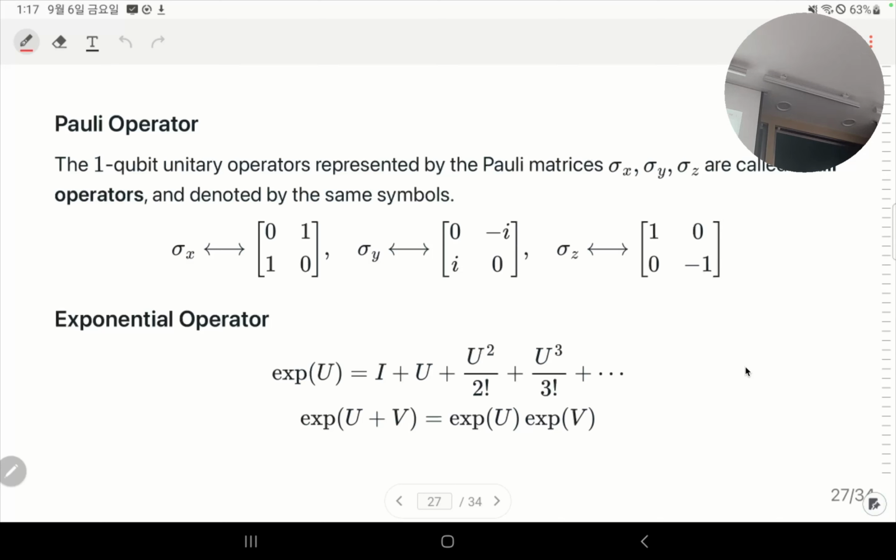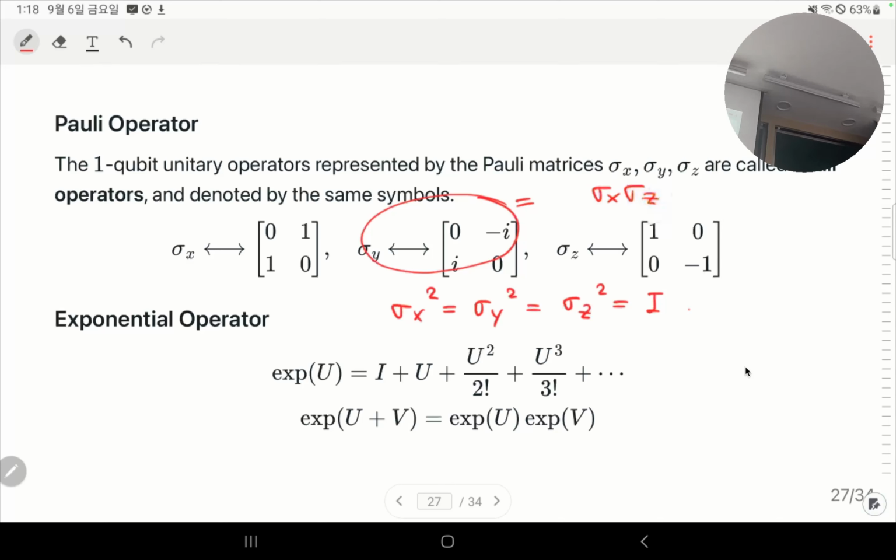So there are three types of Pauli operator. I think I mentioned the Pauli matrix before, but it's the Pauli operator that actually works in the quantum circuit. They are represented by 2x2 unitary matrices, like this one. You can easily see that these three operators square to the identity operator, just I, and you can see that sigma y is sigma x sigma z.